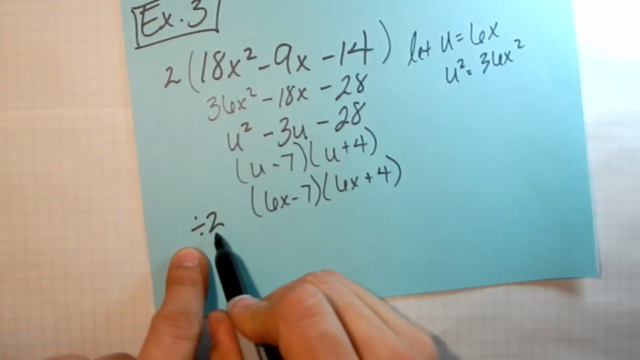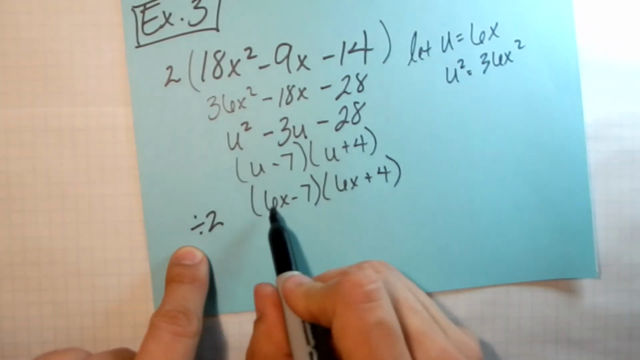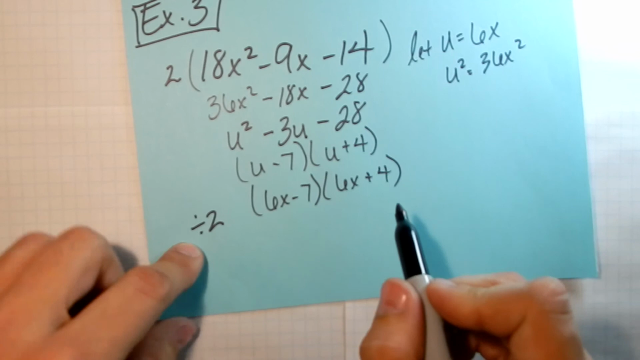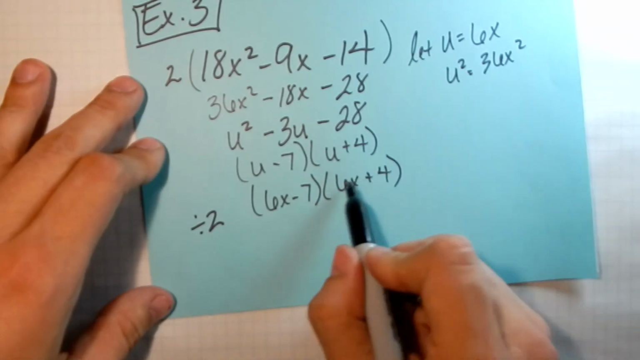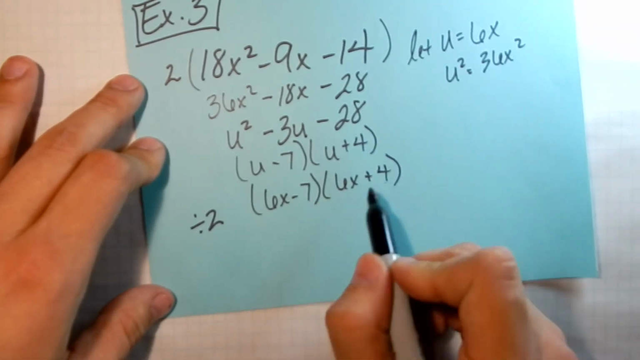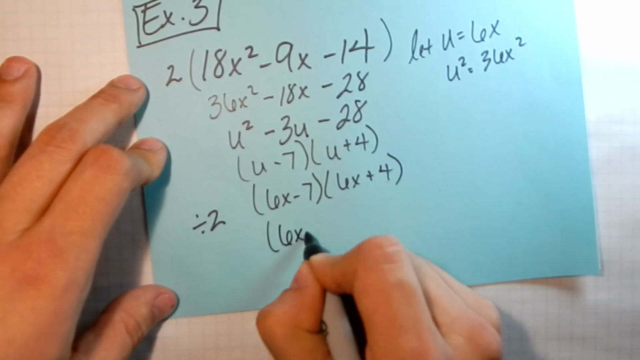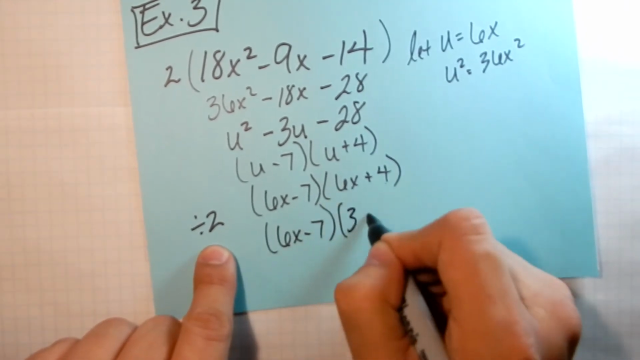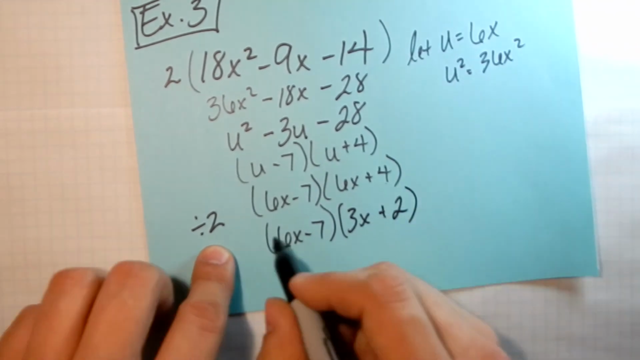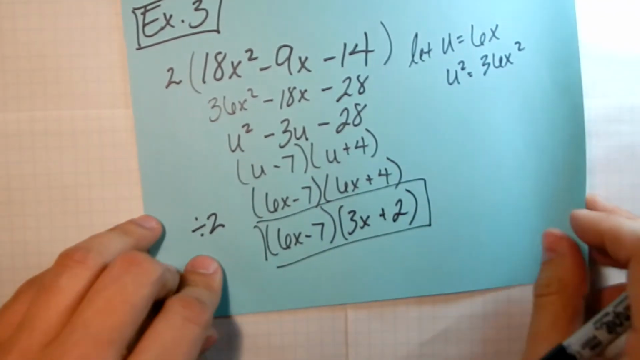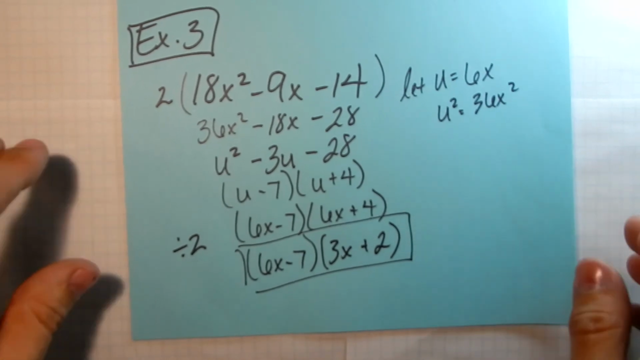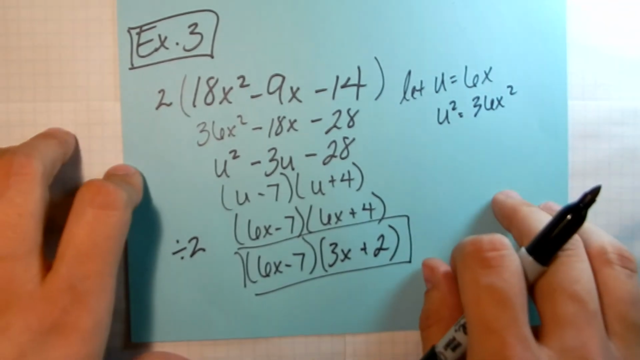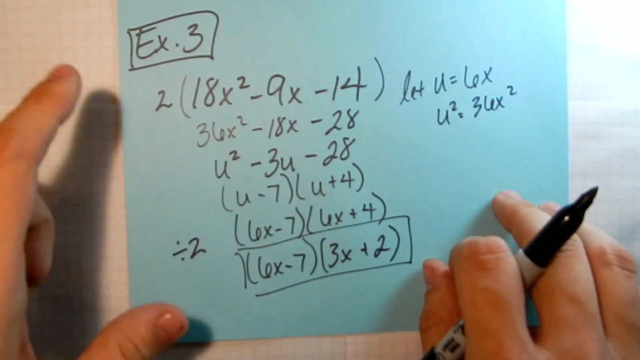Okay, so we have to divide by 2. Now 2 is a nice number to divide by because we just have to look for one of these factors with an even number here in both of the terms. So we've got a 6 and a 4 here. So my 6x minus 7 stays the same. This we're going to divide by 2, so that's 3x plus 2, and that's it. So that is another method for factoring non-monic trinomials.